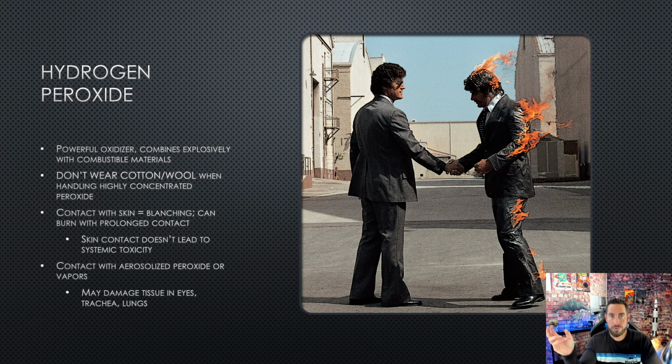Now, if you are exposed to aerosolized peroxide or its vapors, then it can cause tissue damage in the eyes. It can get into the lungs and into the trachea.